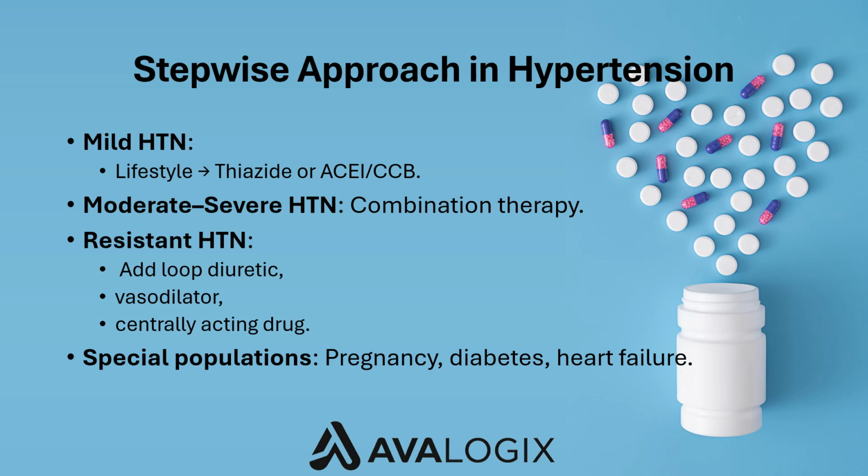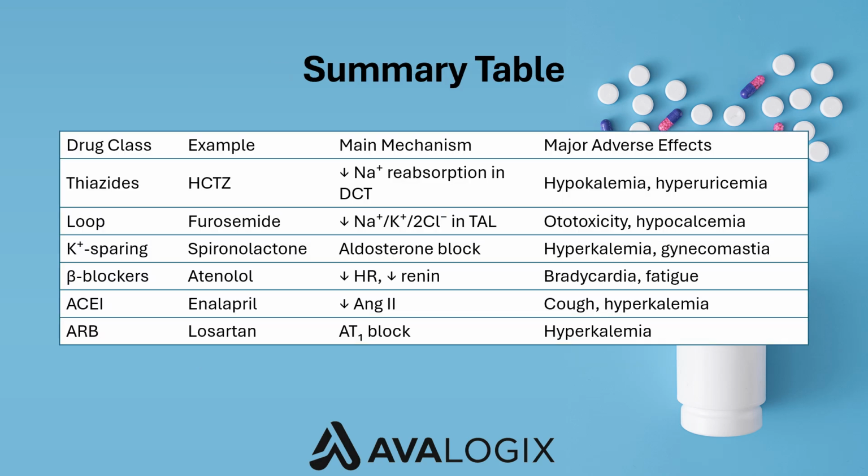Guidelines recommend starting with lifestyle changes, salt restriction, weight loss, physical activity, then moving to drug therapy. Thiazides, ACE inhibitors/ARBs, or calcium channel blockers are first line for most. Combination therapy is often needed as hypertension progresses. Resistant hypertension may require adding a loop diuretic, vasodilator, or centrally acting agent. This table condenses mechanisms, examples, and adverse effects. This table is more than an exam tool, it's a clinical quick reference.